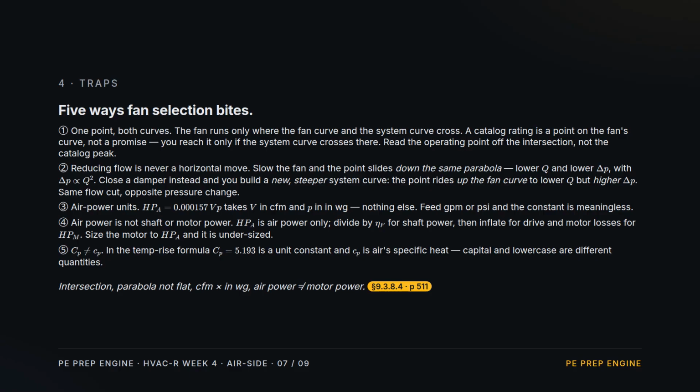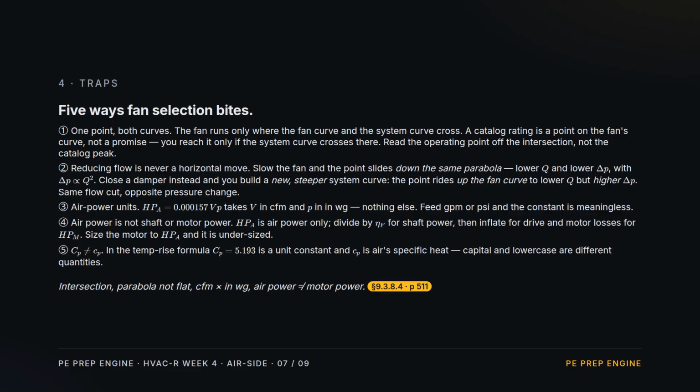Traps. 5 ways this bites. 1. The fan runs only where both curves cross. Read the point off the intersection, not the catalog rating. 2. Reducing flow is never horizontal. Slow the fan and you slide down the same parabola. Close a damper and you build a new steeper curve and ride up the fan curve to higher pressure.